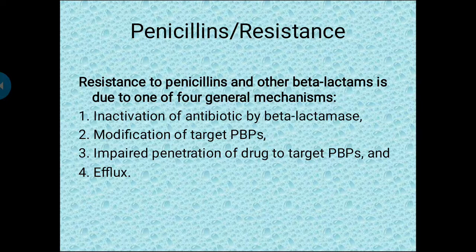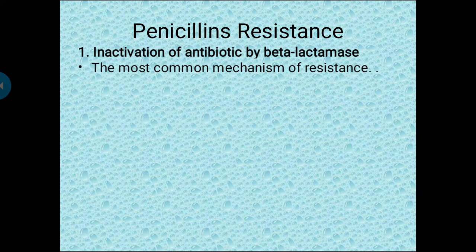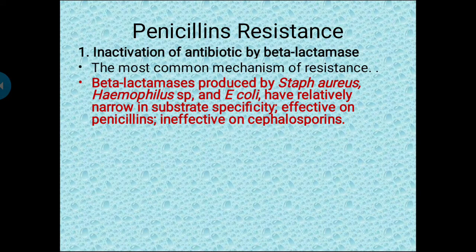So if you remember the four common mechanisms of bacterial resistance, you can write the penicillin resistance as well. Inactivation of the antibiotic by beta-lactamase is the primary, most common mechanism of resistance. Beta-lactamase produced by Staph aureus, Haemophilus, E. coli have relatively narrow substrate specificity, effective on penicillin and ineffective on the cephalosporin. So some beta-lactamases are narrow spectrum, some are wide spectrum.